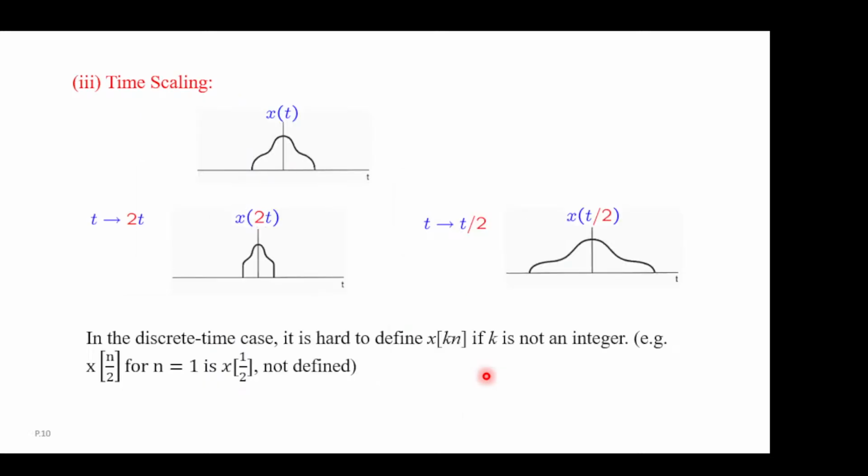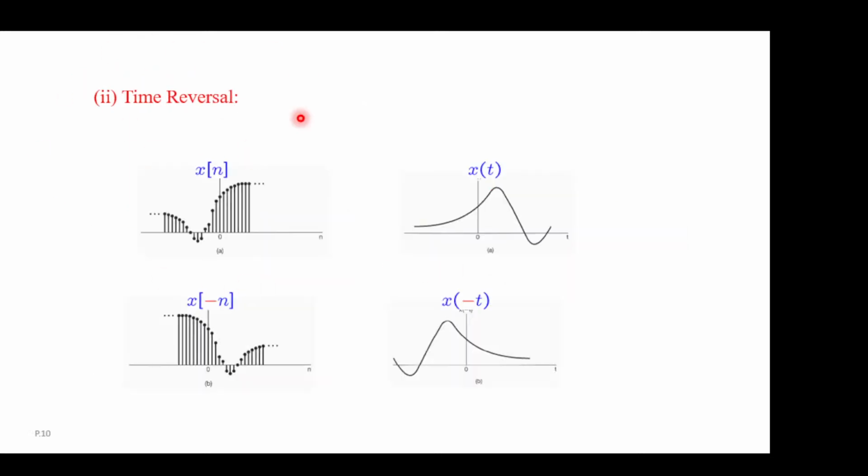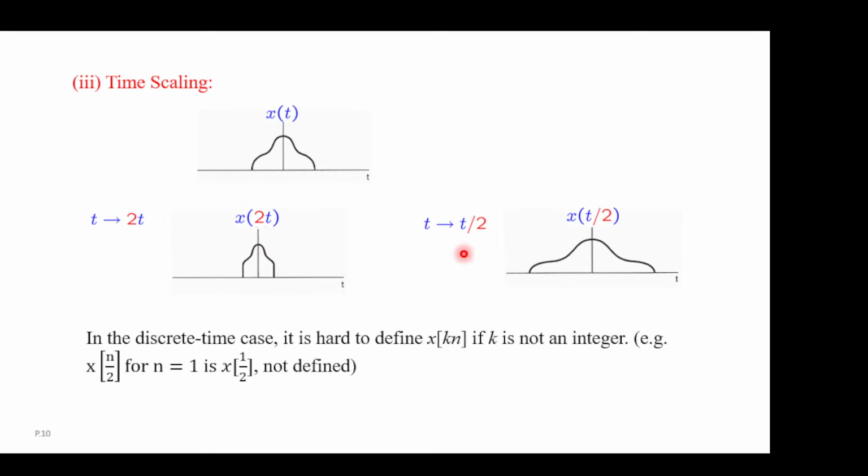And there is time scaling. So you go from x of t to x of a t, and if your a is bigger than 1, then your signal gets squeezed. So your signal starts with this, and squeezes into this. And if your a is less than 1, then your signal will stretch out. And if a is negative, then you are combining time reversal and time scaling.